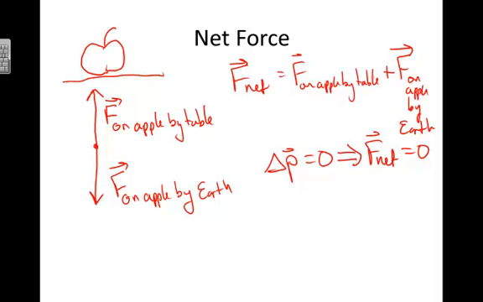That gives us some information, and these two arrows should graphically add up to 0. Hopefully you remember how to do this. To add up two arrows, we place them nose to tail. Let me draw the first one, F on apple by table, which starts right here, and then draw F on apple by earth, which is going to go back down like this. The sum of those two is from the tail of the first to the nose of the last, which is just a dot. In other words, these two vectors add up to 0.